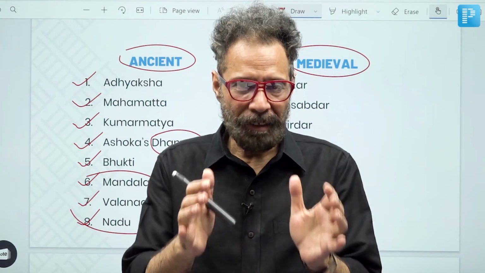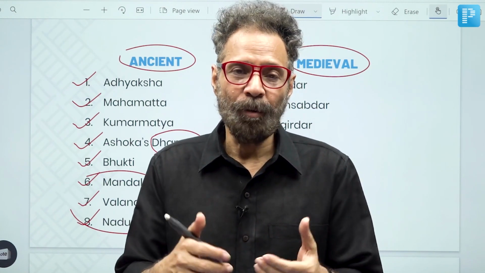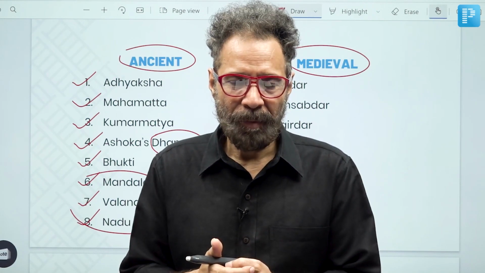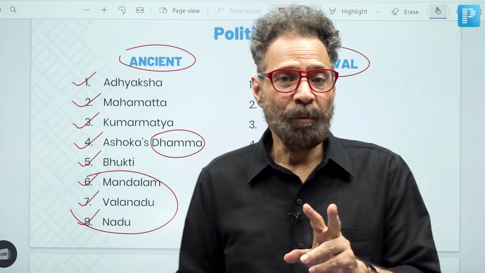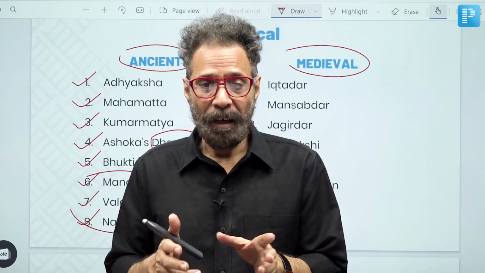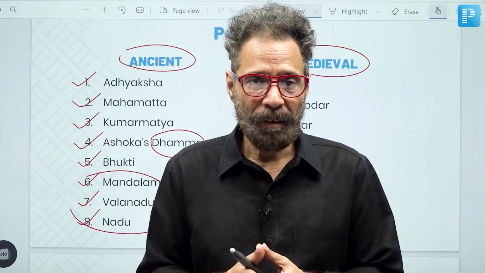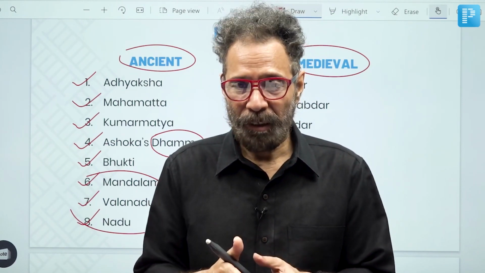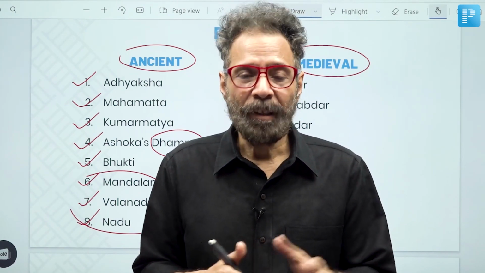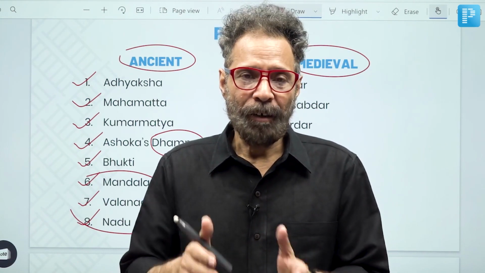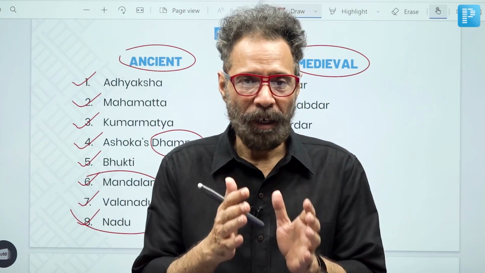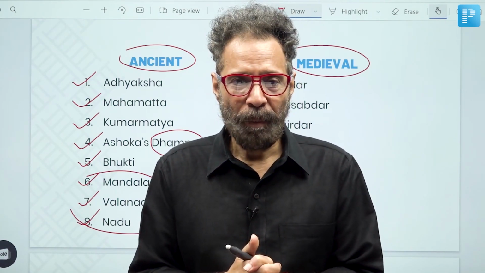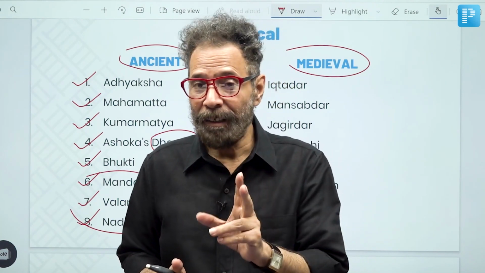And this large agricultural settlement was converted into a Politico-Administrative revenue unit. This way, Nadu gives you two meanings. One, a large agricultural settlement in south, and two, a Politico-Administrative unit. But this gives you one more meaning, that Nadu had a local assembly, and this was also known as Nadu. So Nadu gives you finally three meanings.